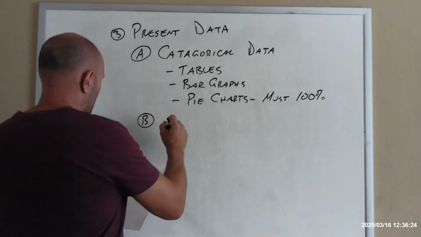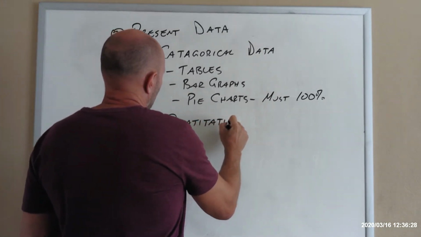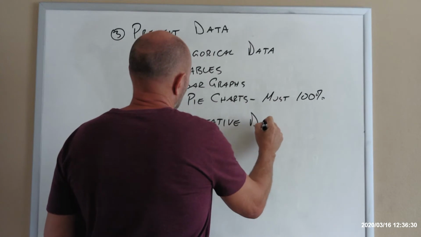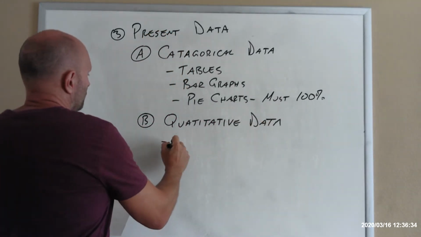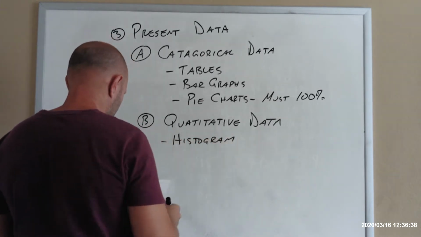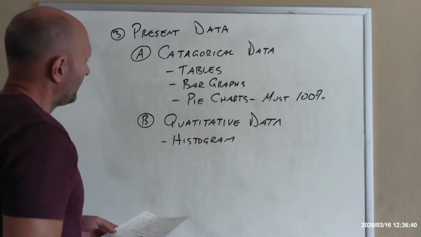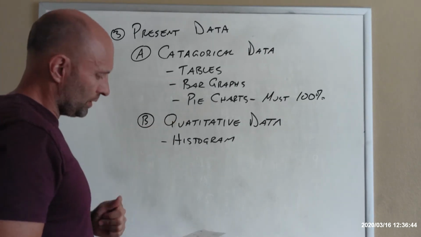We also have the quantitative data. So we have all these numbers. What's our best way to present it? So we have what's called a histogram. And it's similar to a bar graph, but it's continuous.